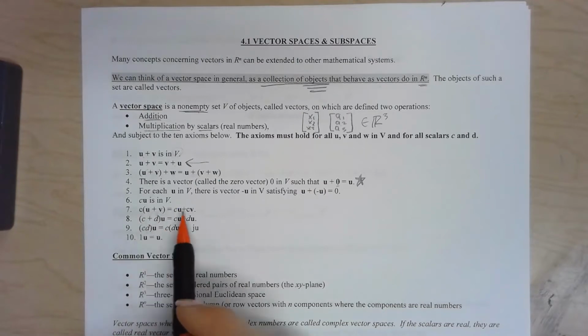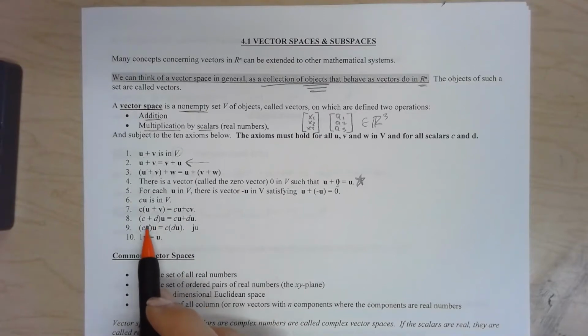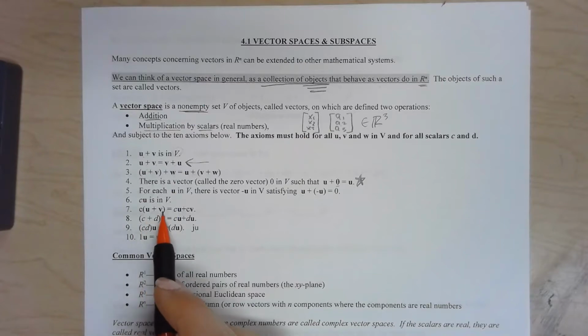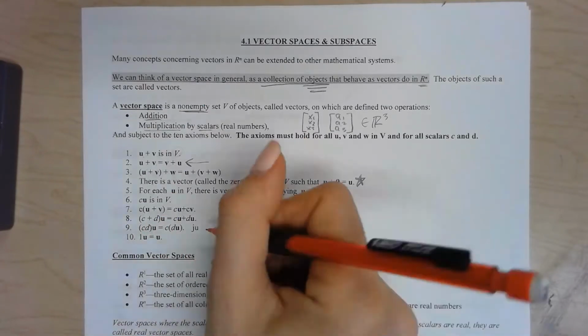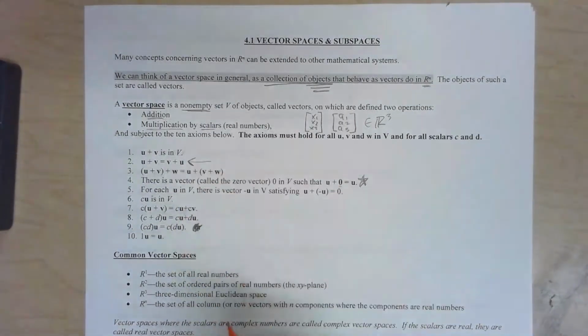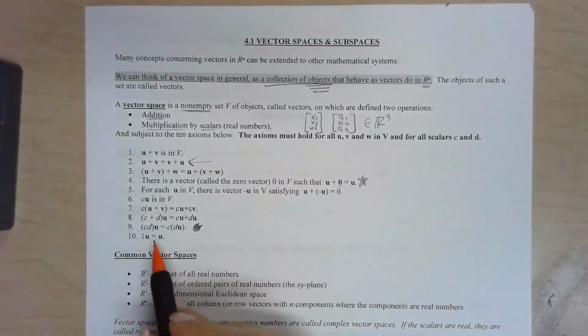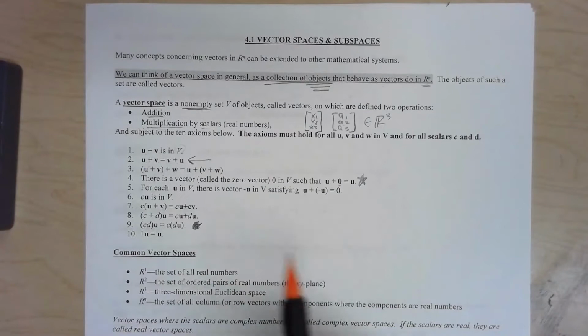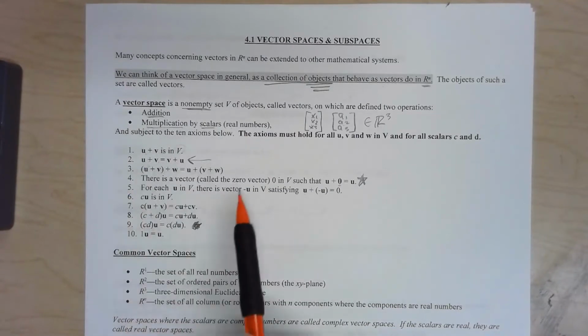The distributive property holds both with scalars and with vectors. Notice that this is a vector being multiplied by 2 scalars, and this is a scalar being multiplied to 2 vectors here. Again, associative property of multiplication. I don't know why this is still here. And finally, the multiplicative identity, where I multiply by 1. So in order to be a vector space, all 10 of these things need to be true.